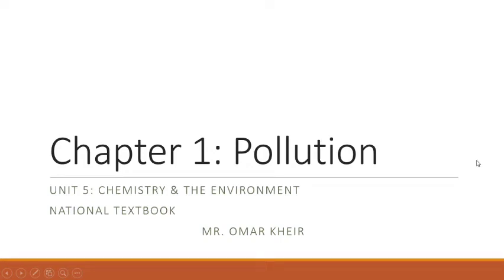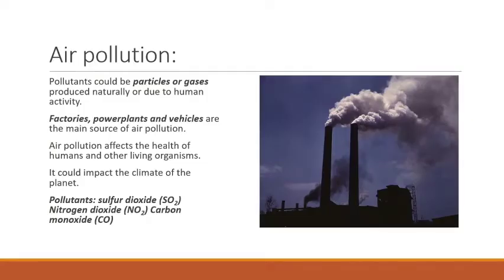Chapter 5: Chemistry and the Environment. Chapter 1: Pollution. We have several types of pollution, mainly air pollution, soil pollution, and water pollution. We're going to start with air pollution.